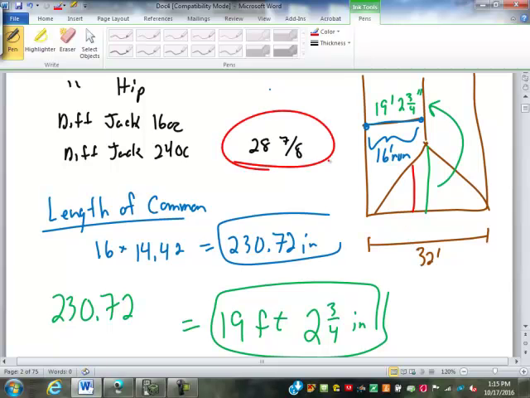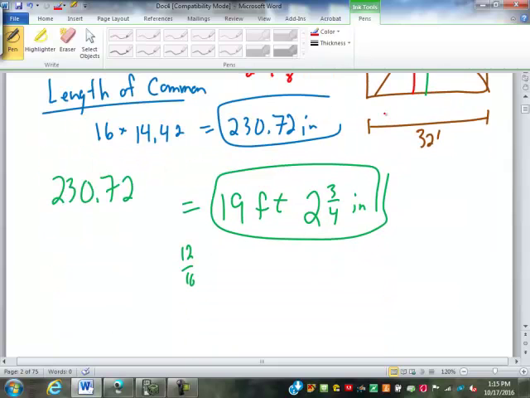Well, we know the difference is 28 and 7/8. I'm going to write it like this: 2 foot 4 7/8. Okay? Why did I do that? Well, because now I'm going to come down here from my 19 foot 2 3/4. I'm going to subtract 2 foot 4 7/8 inches.